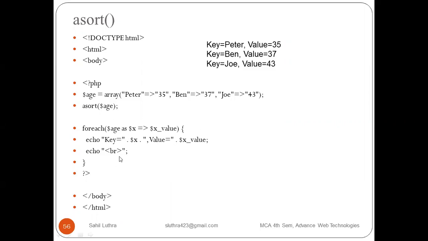The next one is echo br, and then curly braces, and question mark and greater than sign will come. So this is our PHP section, the main section which we are going to use. It is going to sort our array according to the key or value. Okay, because you know that the associative array is going to sort our array in ascending order according to our value. So this will be the output whenever you run this program.